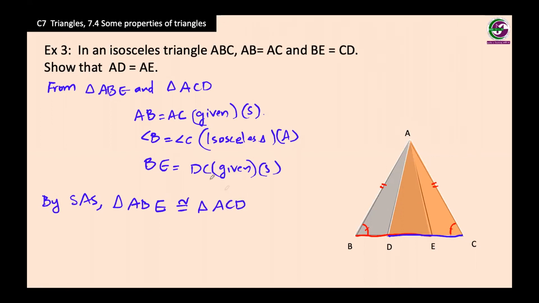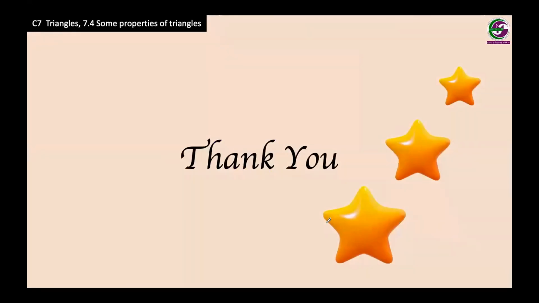Now the question is to prove that AD is equal to AE. AD is the first and last letter. AE is also first and last letter. So AE is equal to AD because corresponding parts of congruent triangles are equal. Isn't it easy? We are just applying the rule of isosceles triangles. So we come across the rule that in an isosceles triangle, if two sides are equal, the opposite angles are equal.